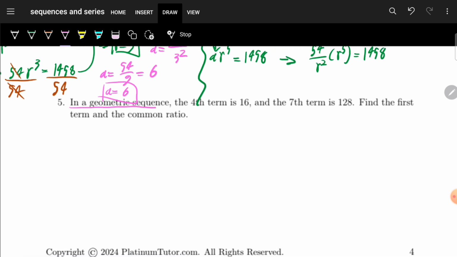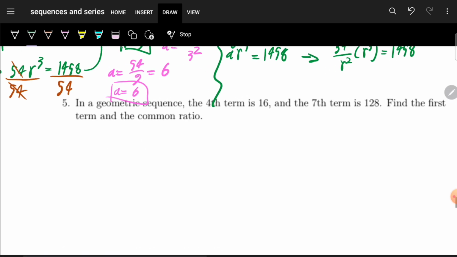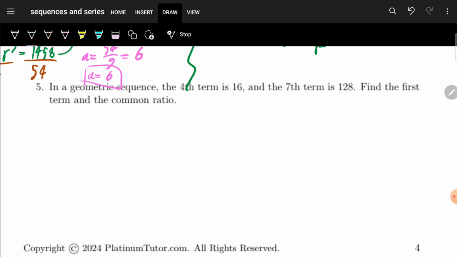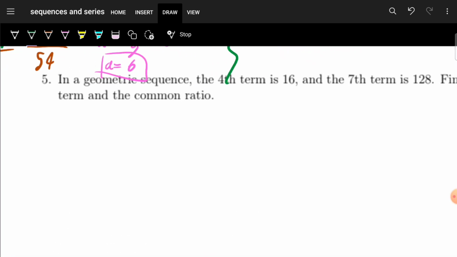So it says in a geometric sequence, the fourth term is 16 and the seventh term is 128. Find the first term and the common ratio. Okay, same drill, same method. This time we'll jump the initial step and go straight to the equations. If you have any concerns about the method, you should go back and review how we did the first problem.